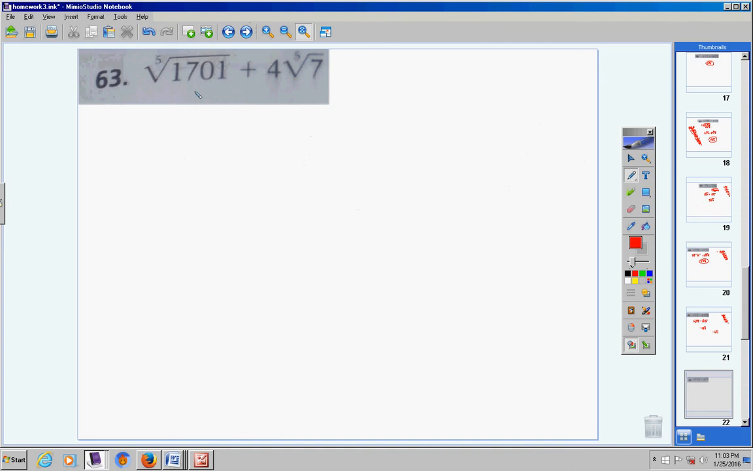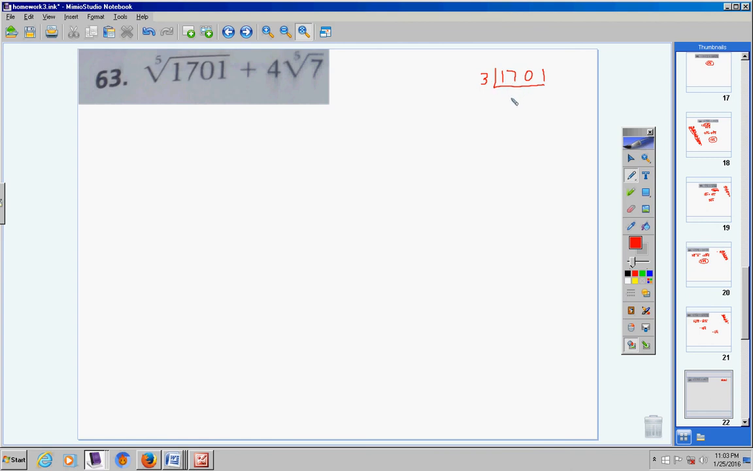We've got to simplify 1,701. Okay, now 2 doesn't go into it, but 3 does. I know that because 1 plus 7 plus 0 plus 1 is 9, and 3 goes into 9. That works for 3 and 9. Although we would never use 9 because 9's not prime, but still.